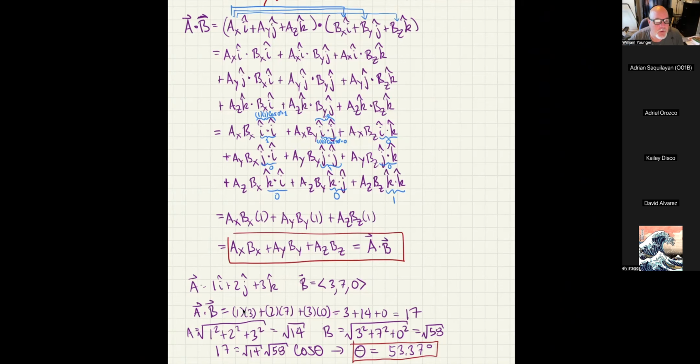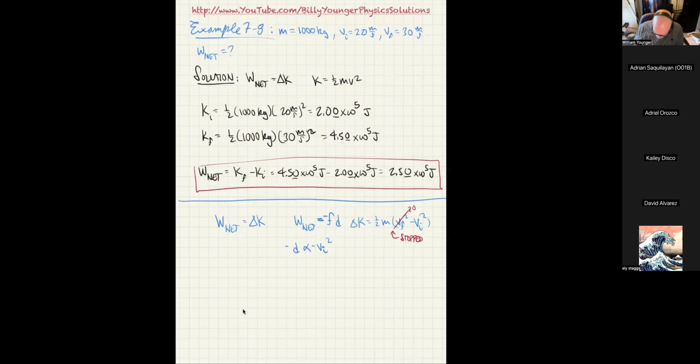All right, here we go. A compressed spring. This is example 710. I'm going to go back to our notes. That would be helpful here. I'm going to write on here that this was a conceptual example.